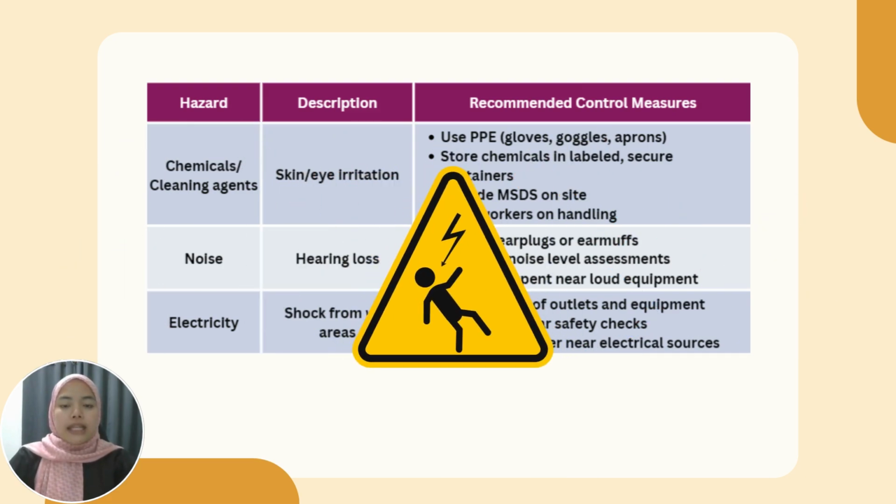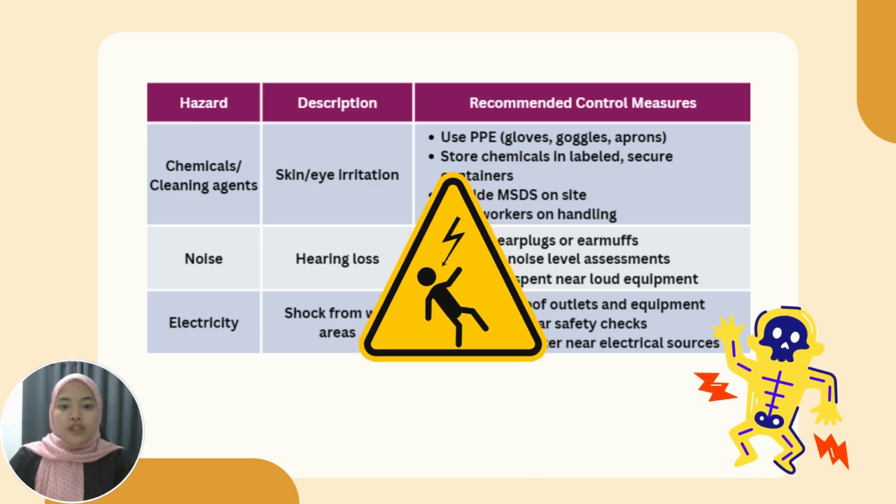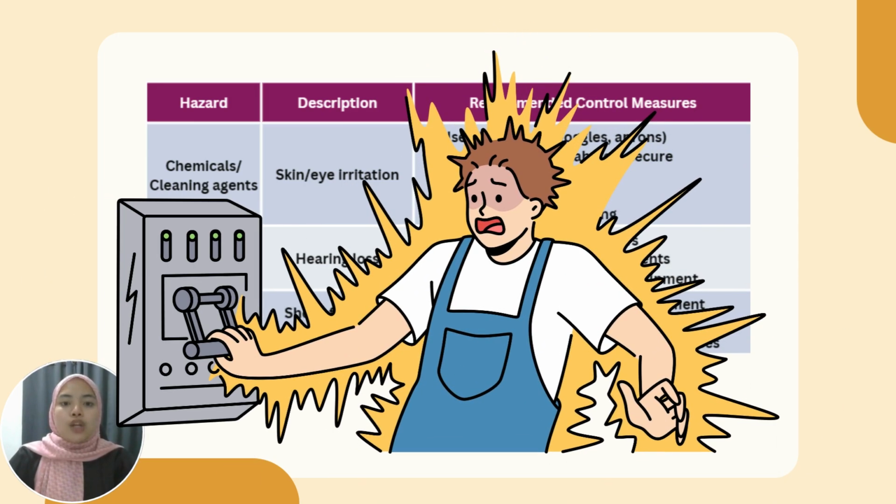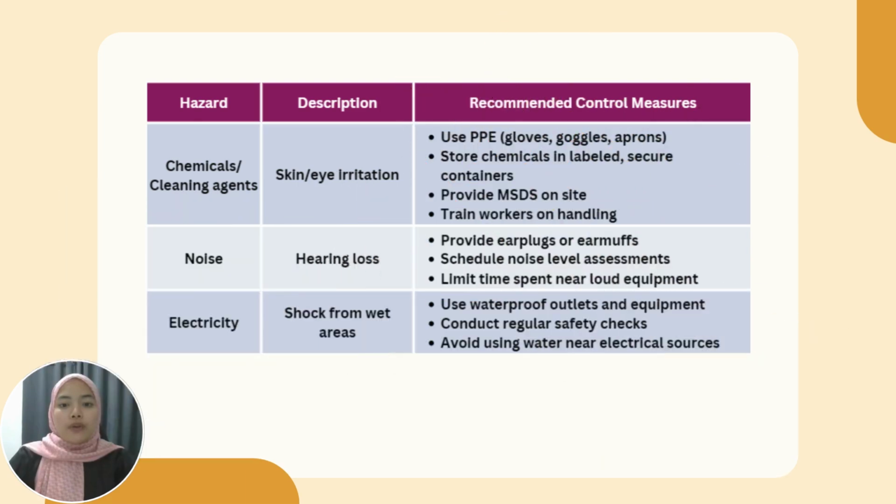Lastly, electricity. There's a risk of electric shock, especially in wet areas. To control this, we use waterproof outlets and electrical equipment. We do regular safety checks, and we make sure to avoid using water near any electrical sources. So by recognizing these hazards and applying the right controls, we can make our place safe for everyone.